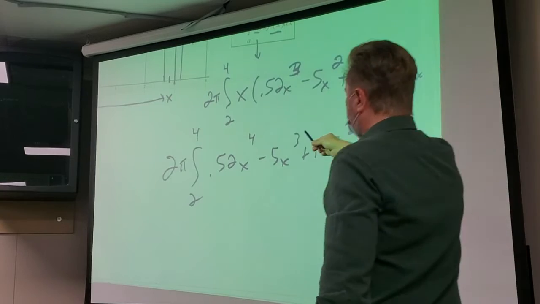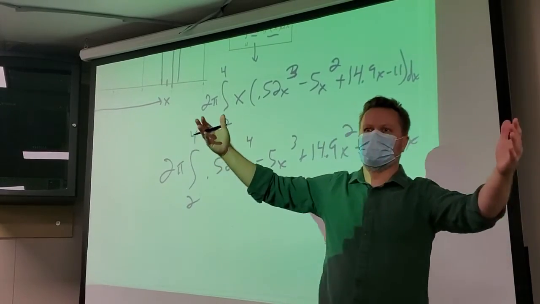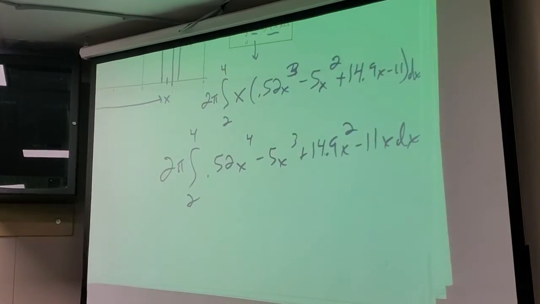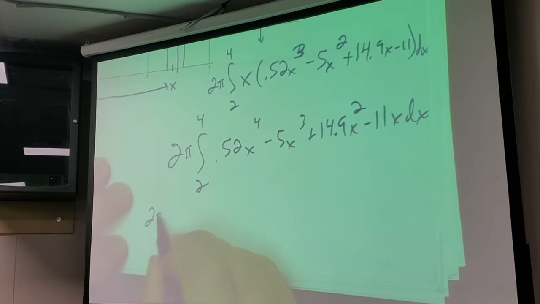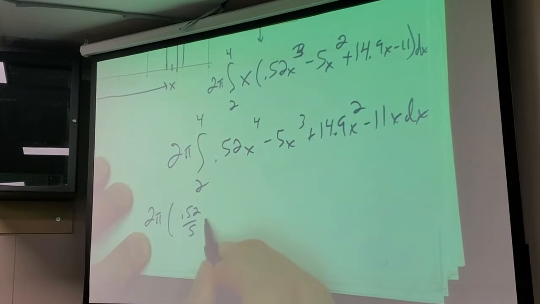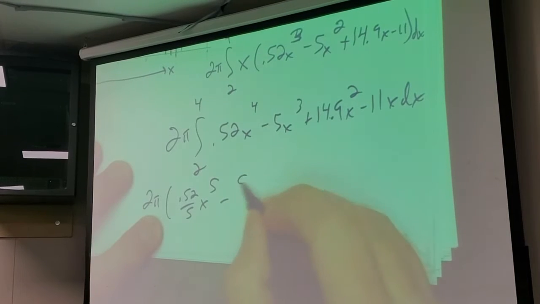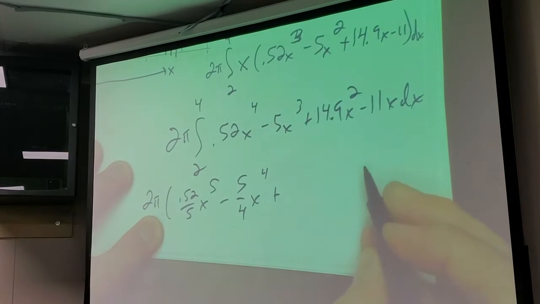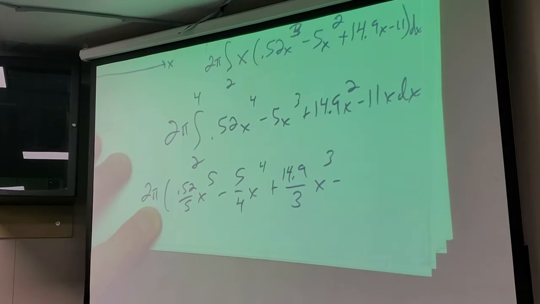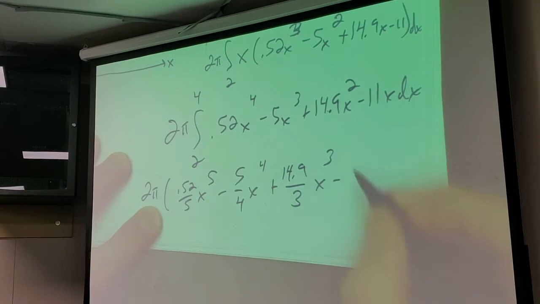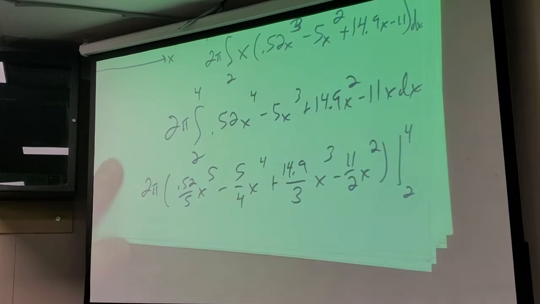How do I integrate x to the fourth? 1/5 x to the fifth. Whatever that number is, I'm going to put it over 5. I mean, at the end, we're going to put this in the calculator, right? Are you with me? Okay. So then we get 2 pi times 0.52 over 5 x to the fifth minus 5/4 x to the fourth plus 14.9 over 3 x cubed minus 11 over 2 x squared from 2 to 4. Can you just multiply by x or not?